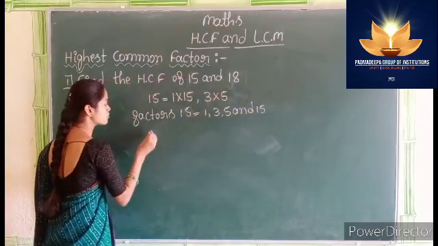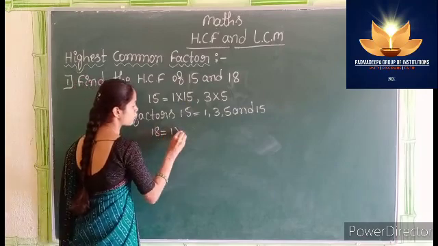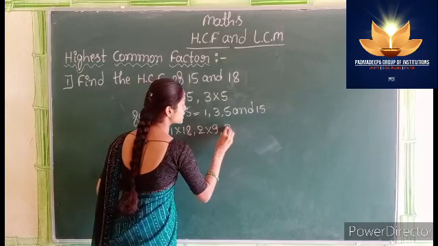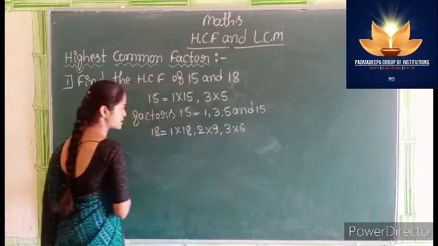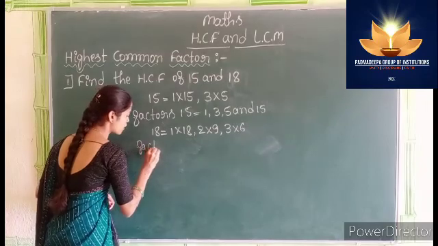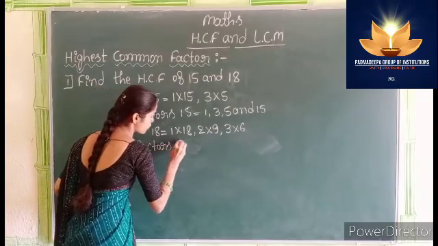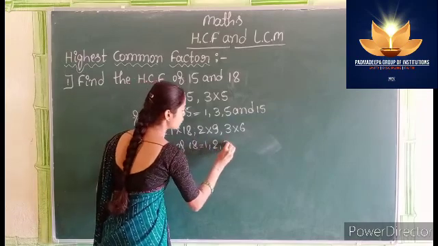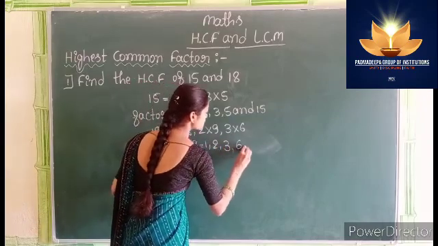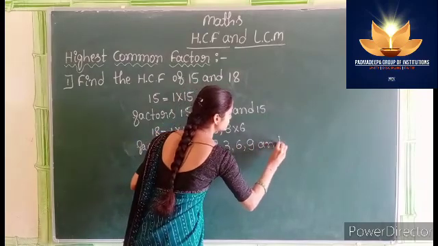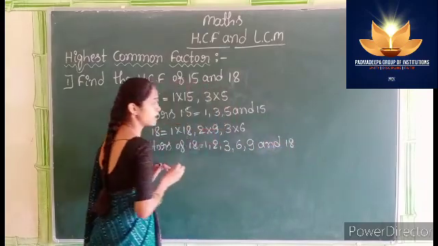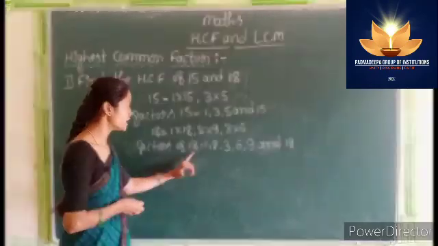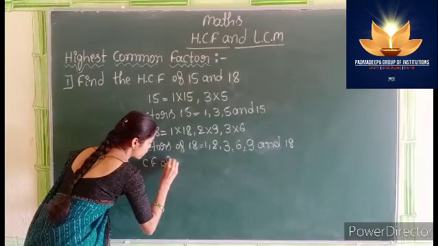Then factors of 18 can be written as 1 into 18, then 2 into 9, and 3 into 6, right? Factors of 18 are 1, 2, 3, 6, 9 and 18. Now we have to identify the common factors of 15 and 18.